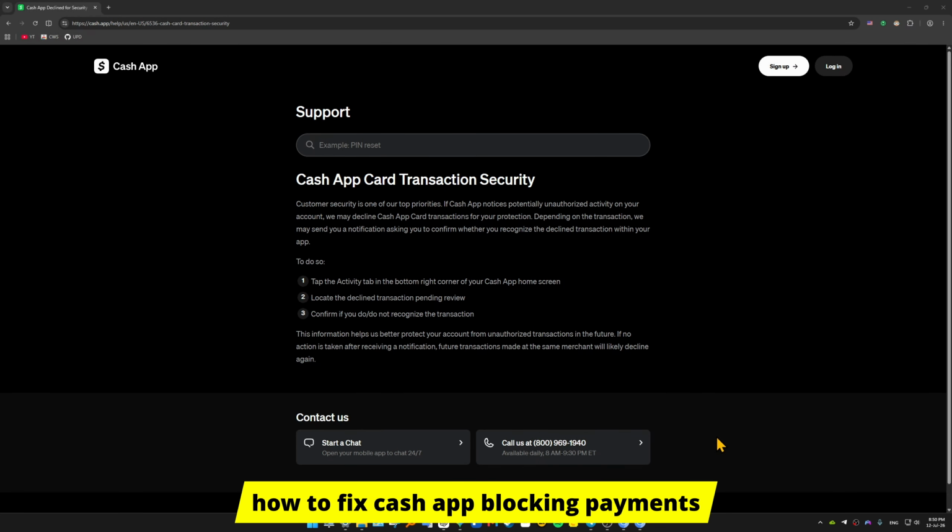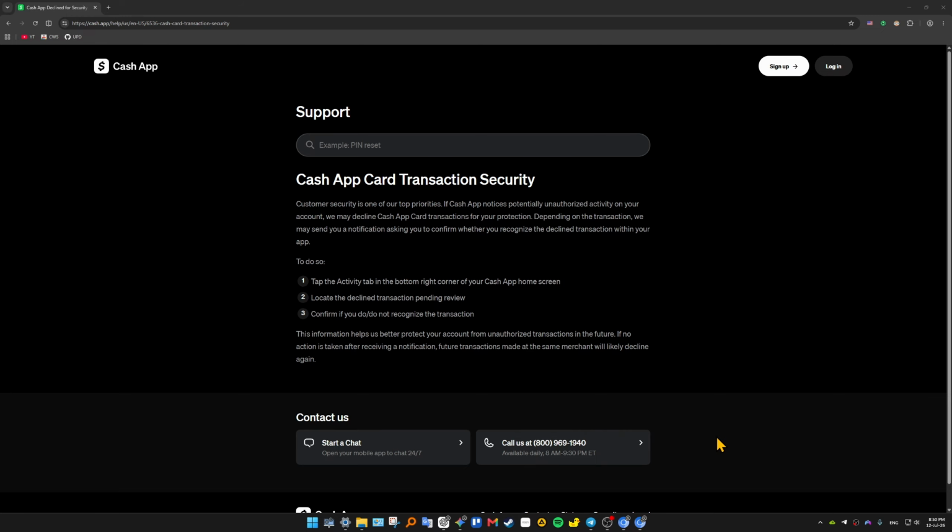In this one we're talking about how to fix Cash App blocking payments. So if you've ever had your Cash App block payments for your protection, you know how annoying it is. The app does this automatically when its security system flags a transfer as suspicious to prevent fraud. I'll show you how to fix it and get your money moving again.